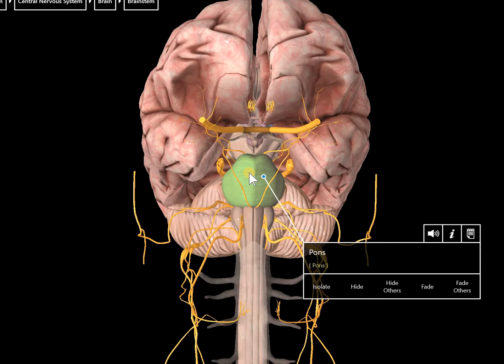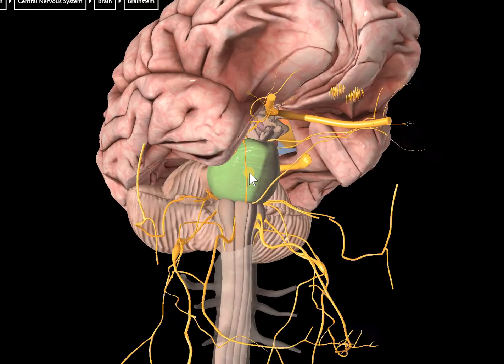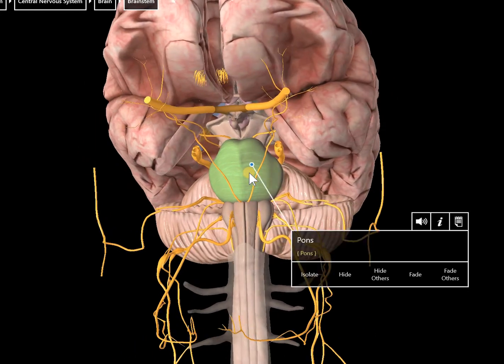And then the second part of the brainstem. Remember, the brainstem has three parts: the midbrain, the pons, and the medulla oblongata. Right now we're looking at the pons, which means bridge. And that holds cranial nerves 5 through 8.